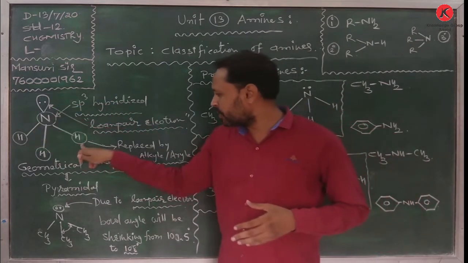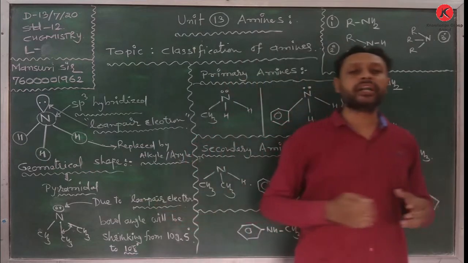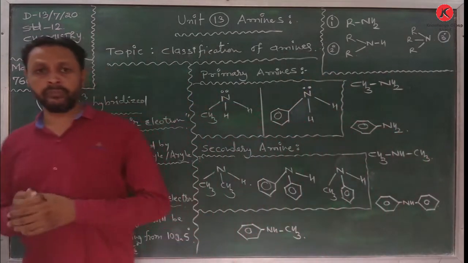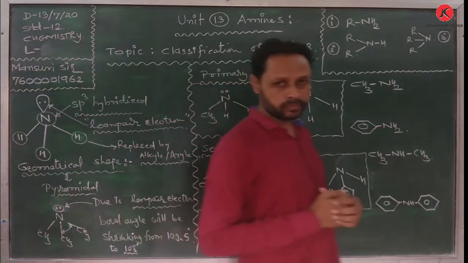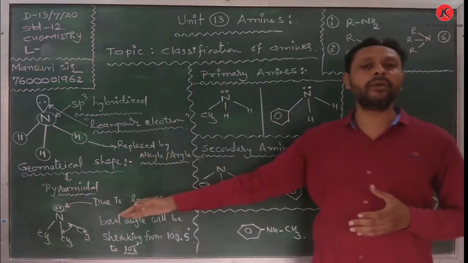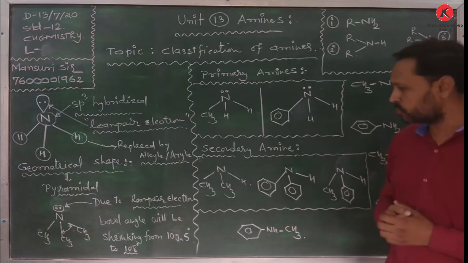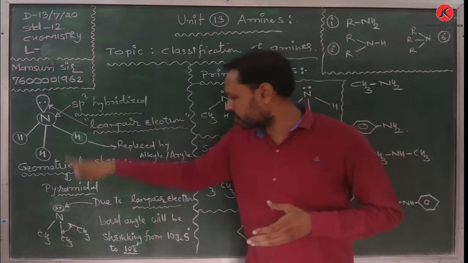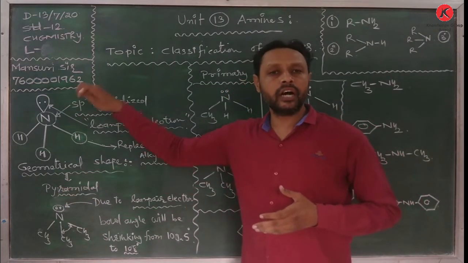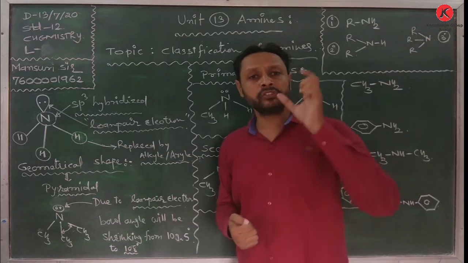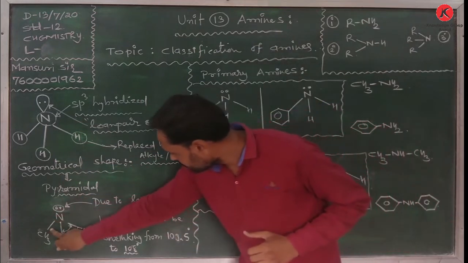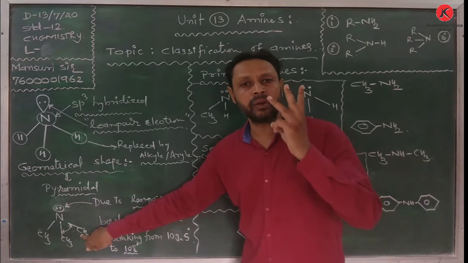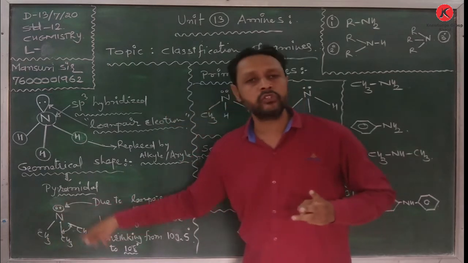Now in ammonia, hydrogen can be replaced by an alkyl or aryl group. If one, two or three hydrogens are replaced by alkyl or aryl groups, they form different types of amine compounds. Due to the presence of a lone pair of electrons in ammonia or amine compounds, the bond angle shrinks. Like here, trimethylamine is given: methyl, methyl, methyl.